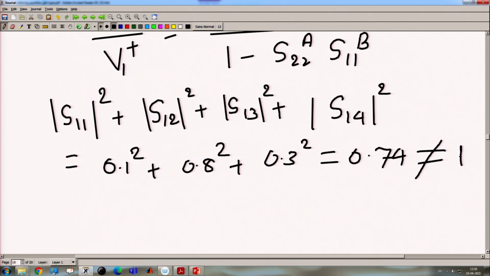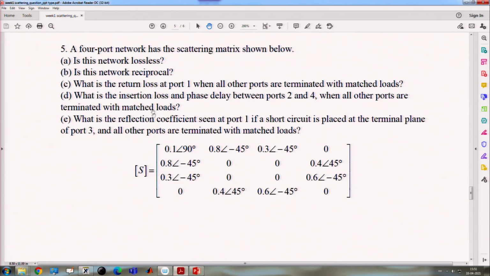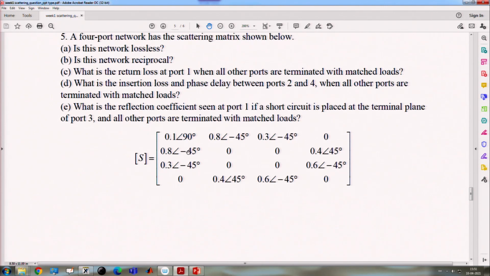So, we can say that this is not a lossless network. Next question: is this network reciprocal? We can see that this is a symmetrical network, so this is reciprocal. What is the return loss at port 1 when all other ports are terminated with matched load?